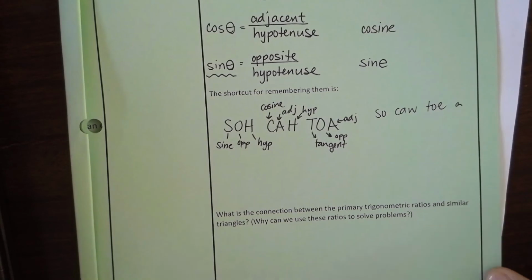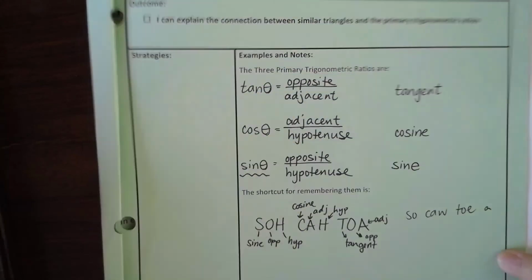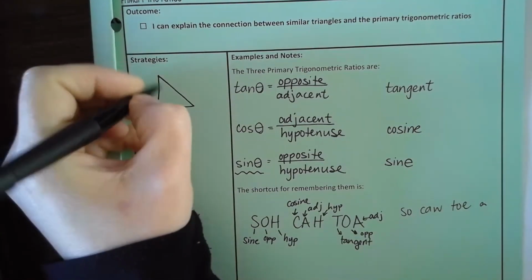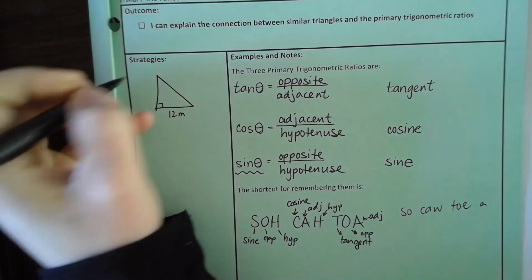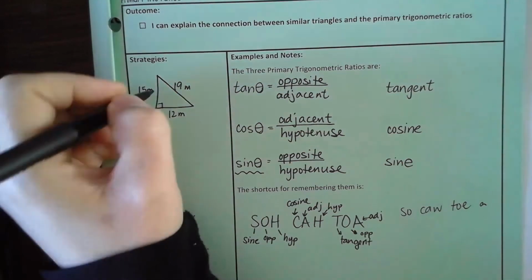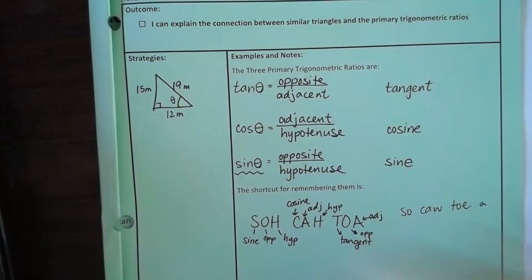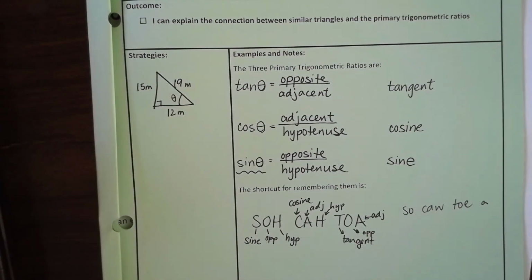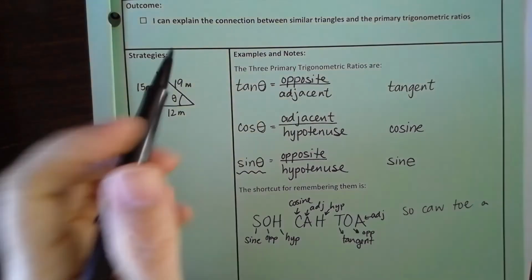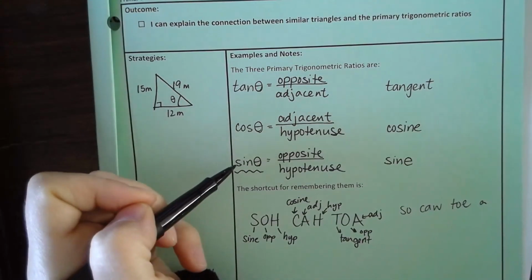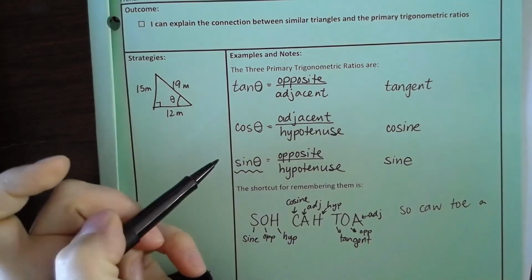Okay, so how do we use this? Well, I'm going to give you an example up here. If I give you a right angle triangle, and let's just say this side is 12 meters and this side is 15 meters and the hypotenuse is 19 meters, and I'm going to call this angle theta here. So, a right angle triangle with 3 sides labeled. And remember too that we can only use these ratios for 90-degree triangles, right triangles. They only work for that.